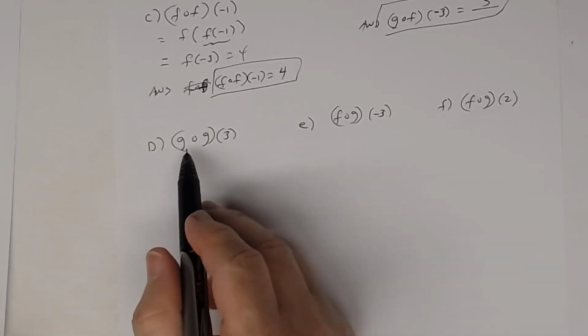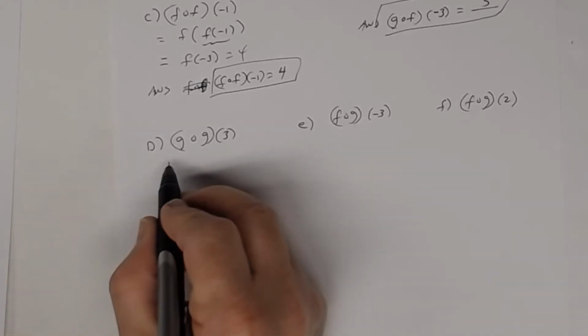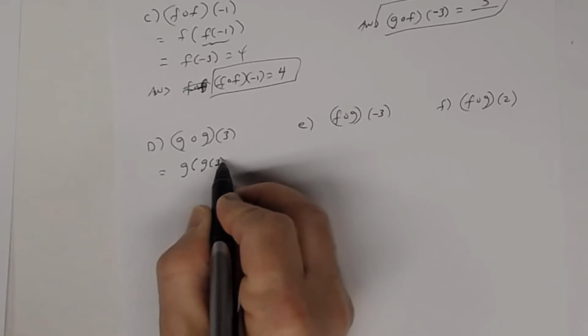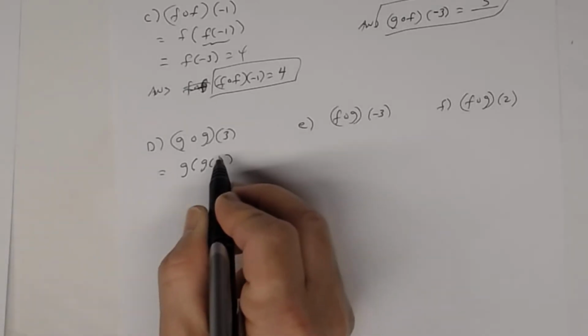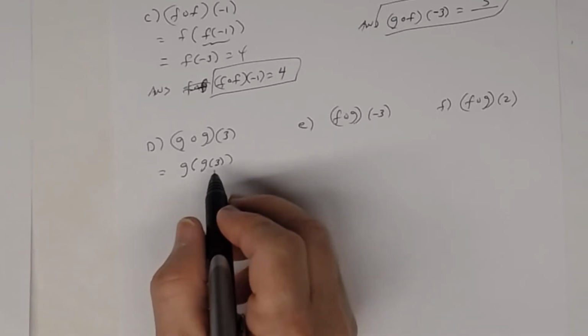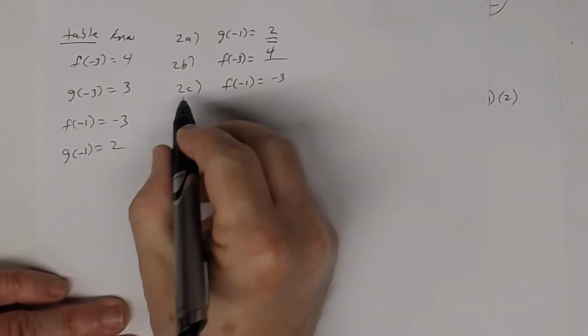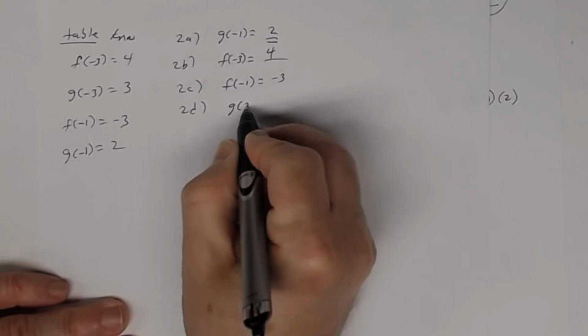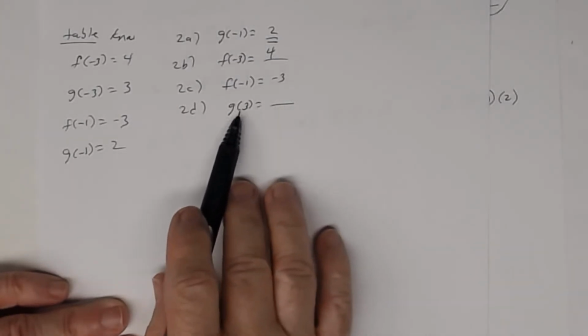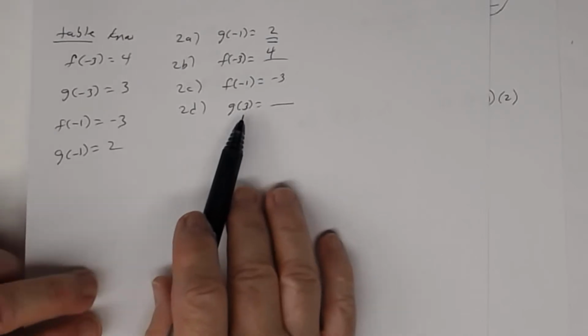g composed with itself at 3, by definition, means g of g of 3. So let's find g of 3 first, the innermost function. So this is 2d. If you have to write it like this, go ahead and do that. g of 3 means: what is my y value when x is 3?